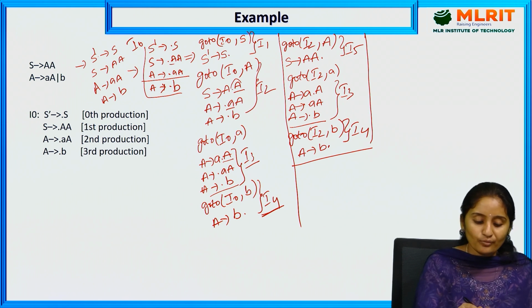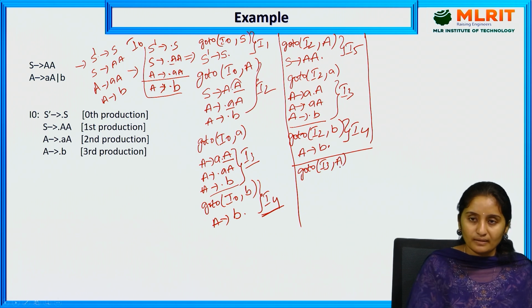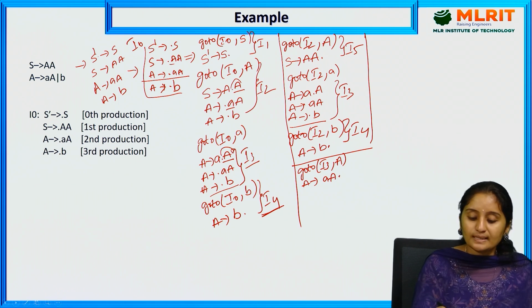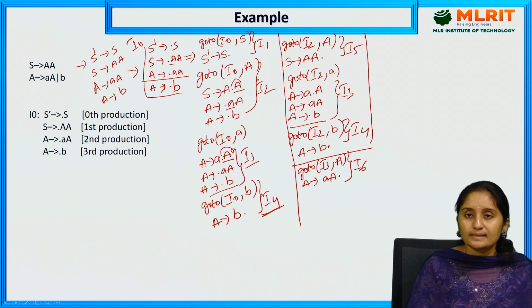Now next go for I3. This is my I3 state. In I3, after the dot I have capital A, a non-terminal. A tends to AA dot. The dot is moved to the next position, so it is completed. So it is state I5, which is completed. Now I6.